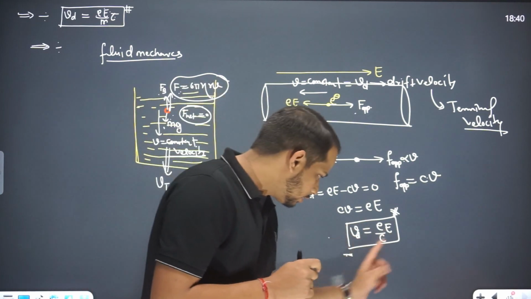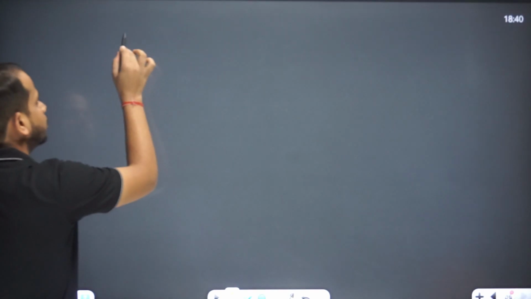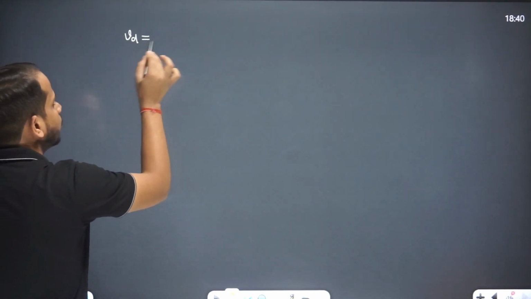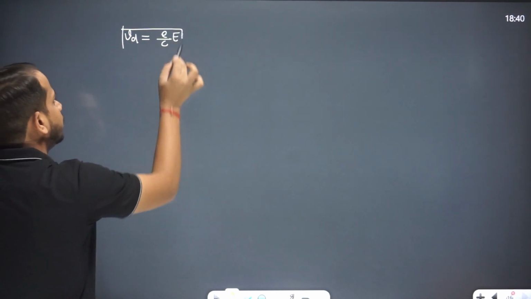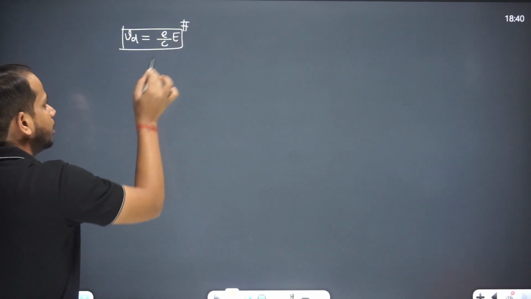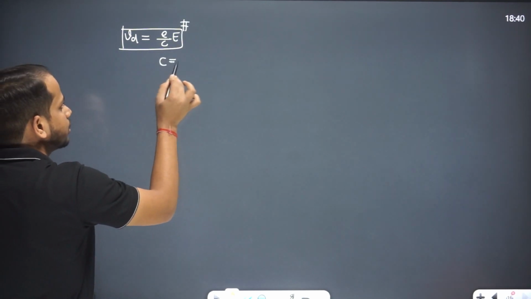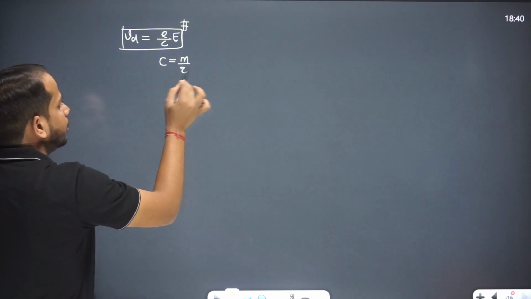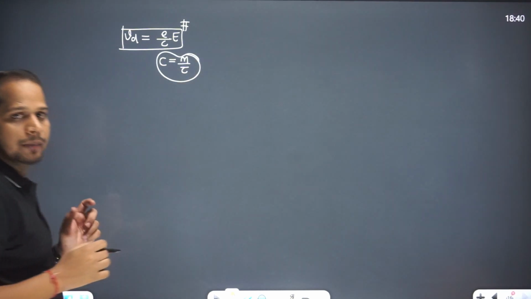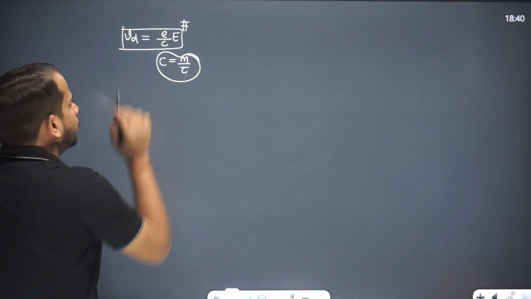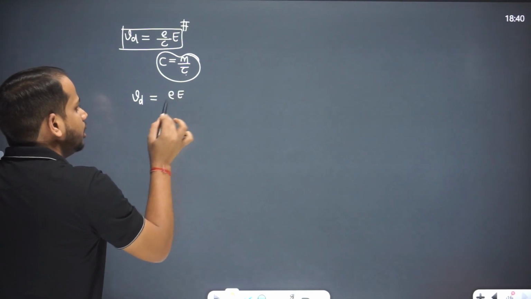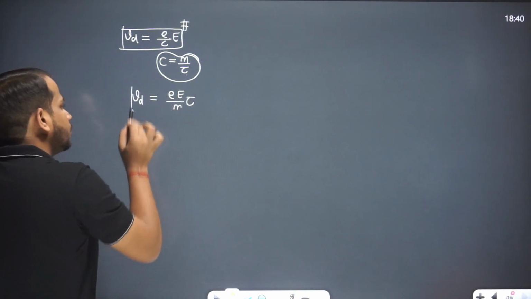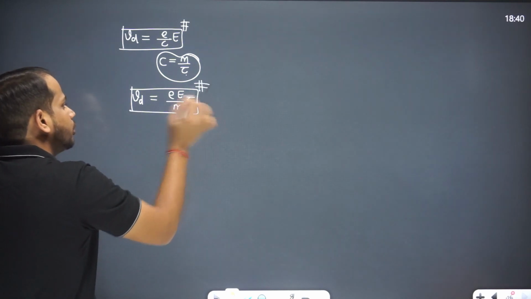Okay. Now let's think about this. If this is the drift velocity, what can we say about Vd? The Vd equals e by C into E. And if we come to this constant C, it is nearly m by tau. If C is m by tau, then Vd equals eE by m into tau. You can observe it's the same thing, right? Okay, so this is the Vd we have.